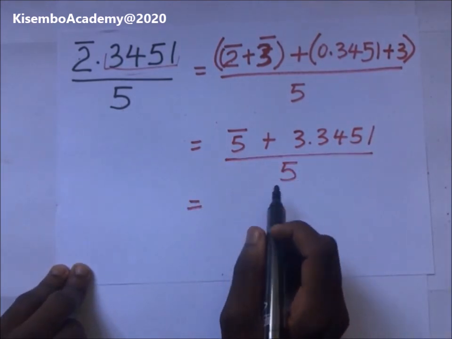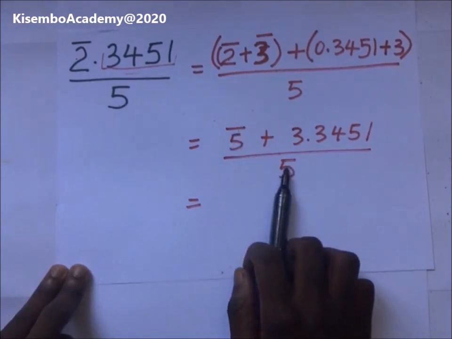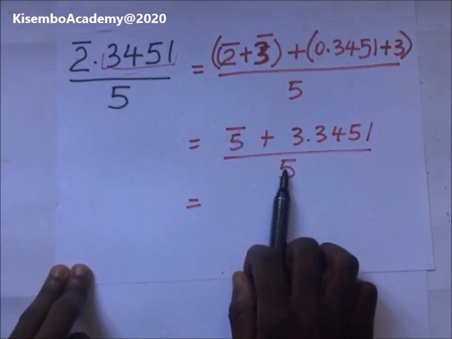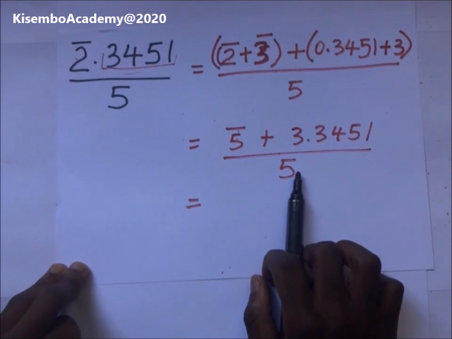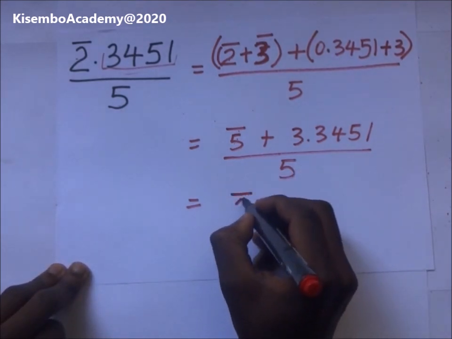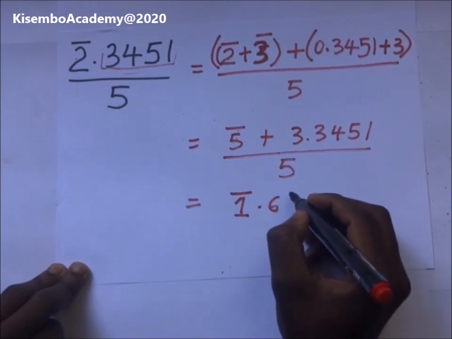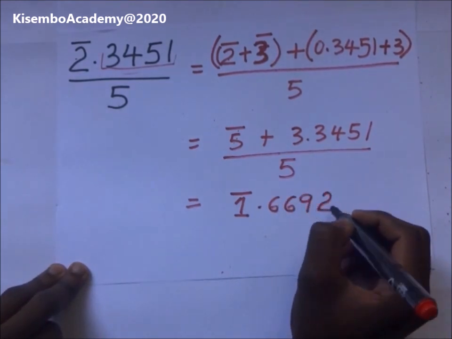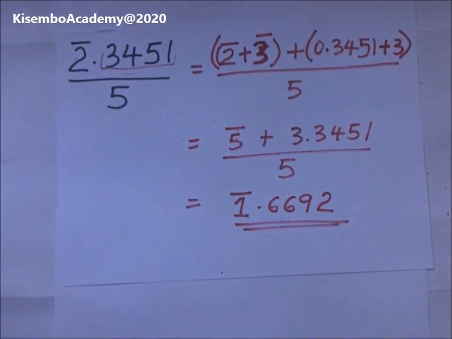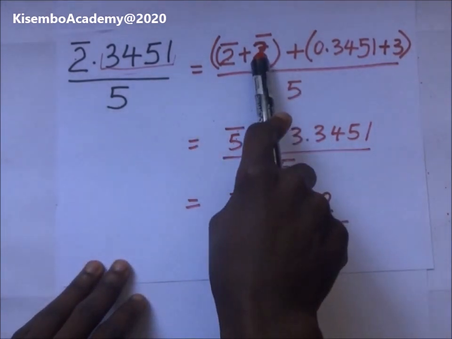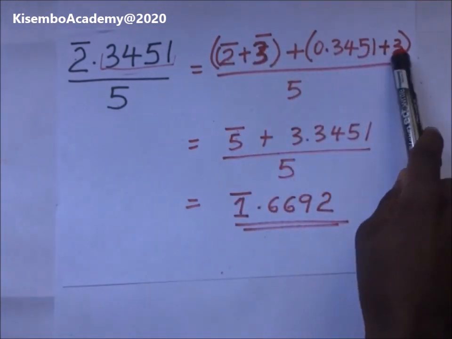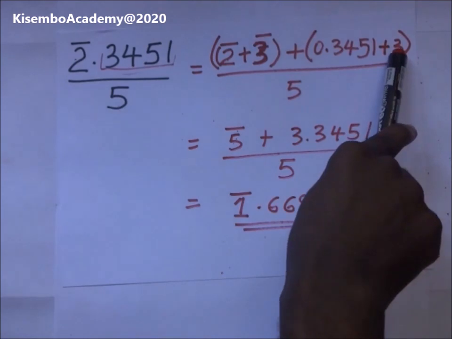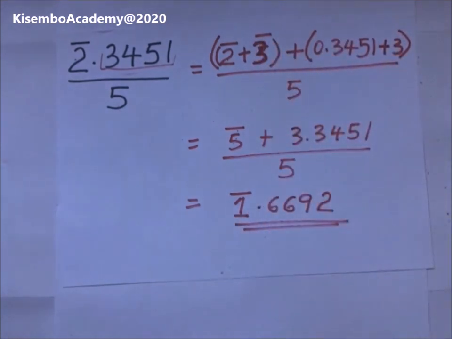So our answer here will be, of course, 5 bar divided by 5 is going to give us 1 bar, plus 3.3451 divided by 5 is going to give us 0.6692. So our final answer will be 1 bar 0.6692. The most important thing we need to take note of is that we added 3 to the characteristic, and then we also added 3 to the mantissa. Why? So that we are able to get these numbers divisible by 5.